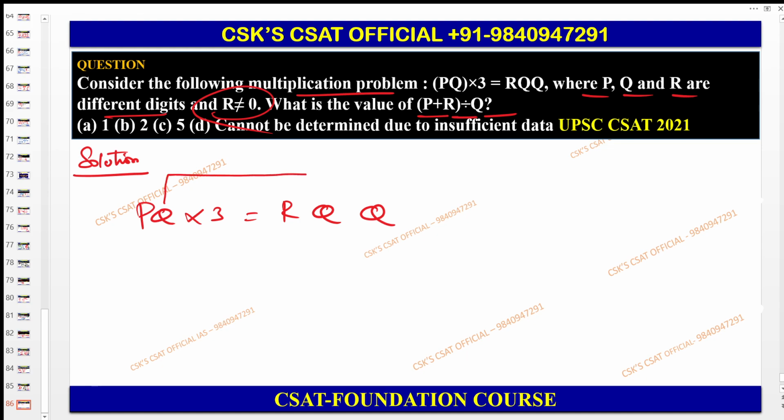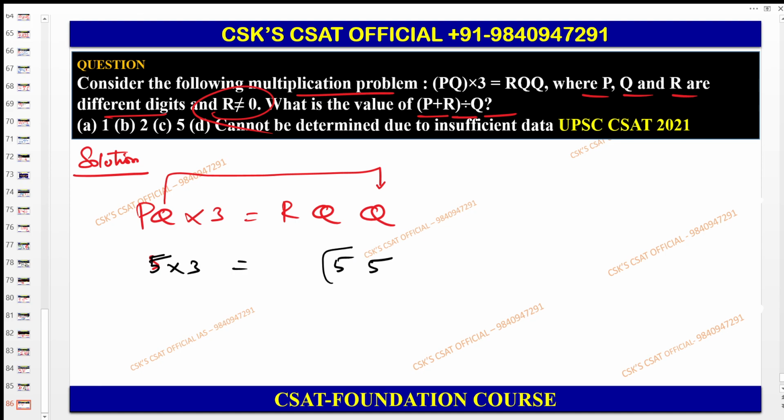When 3 is multiplied with the Q, you need to get the same Q here. One possibility is there. Then what are the possibilities? 5. Okay, 5 is a possibility. 5 here, 3 here. When multiplying, you are getting 5 in the unit place. Here also, listen, you found the value of Q. Now, Q is equal to 5.